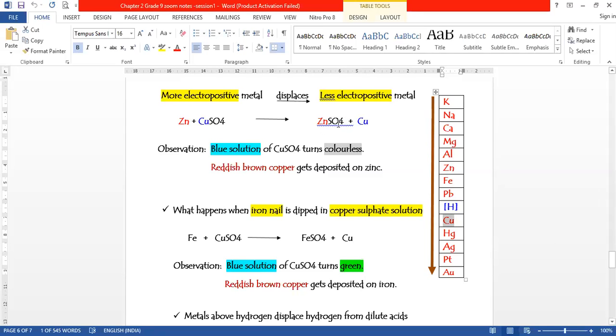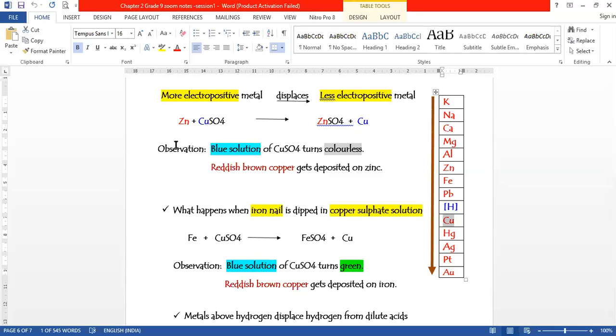Okay, I'll show you a video for this, so you'll understand this better. So zinc is displacing copper from the copper sulfate solution, forming its own solution, that is zinc sulfate, and it will be giving you copper metal, right? In this type of reaction, there will be two questions asked. The first question will be to write a reaction, and the second will be to write an observation.